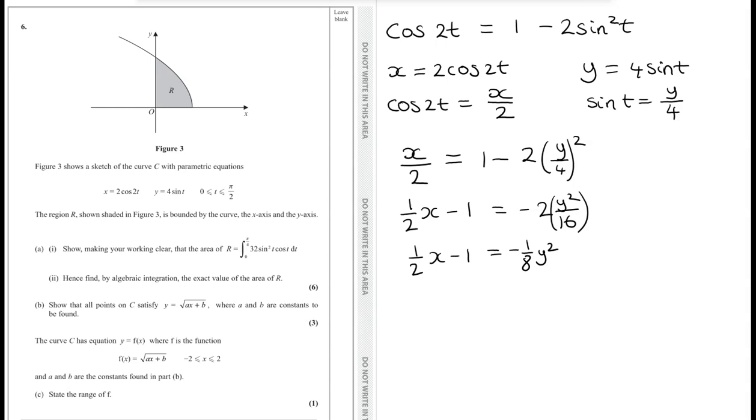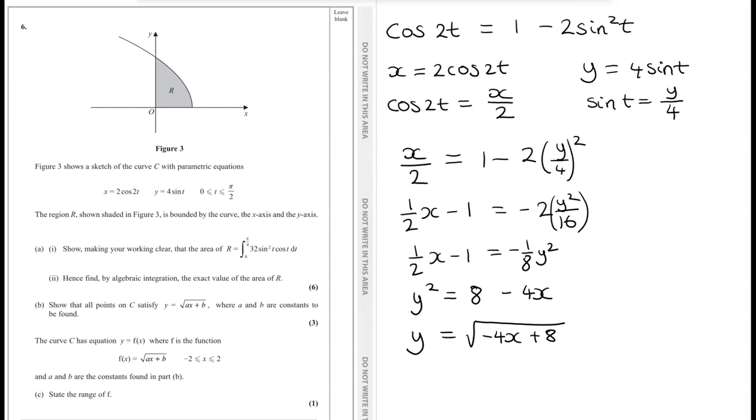And because I'm trying to make y the subject, I want to get y on its own. So I want to times both sides by minus 8 now. So when we do that, we'll get y squared equals 8 minus 4x. Okay, just timesing all the terms by minus 8, and I've just rearranged it about. And then I'm just going to simply square root this. Okay, so don't square root the terms individually. We're just going to square root there to get minus 4x plus 8.